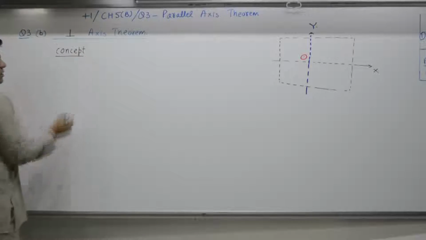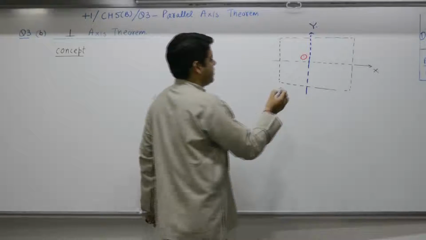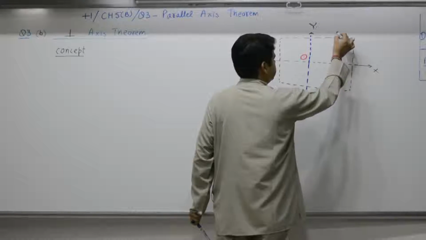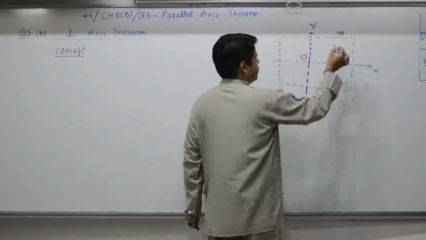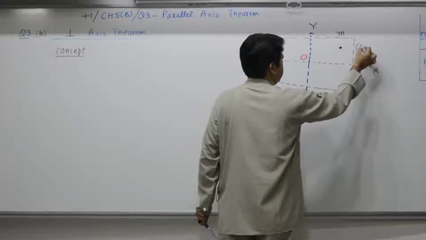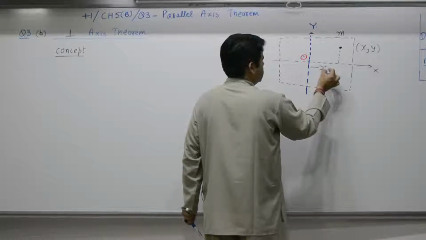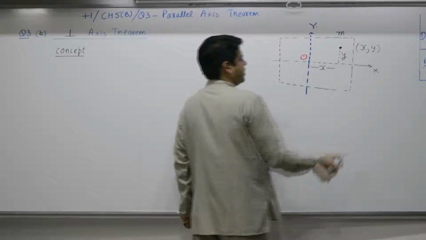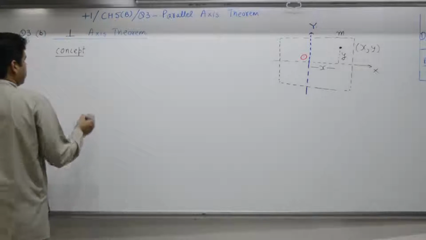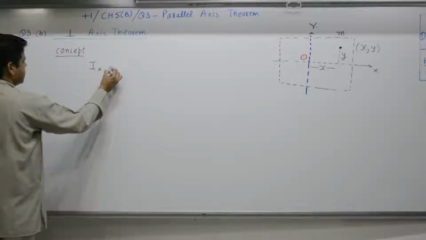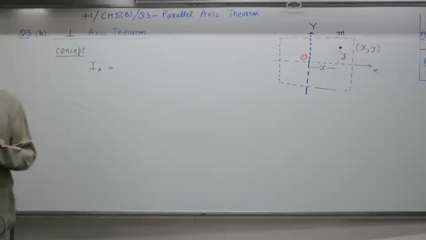Derivation, concept for one particle. Note it down. A particle of mass m and its coordinates are x, y, which means what? This horizontal distance is x, vertical distance is y. Moment of inertia of this particle about the x axis. Two minutes to draw the diagram.